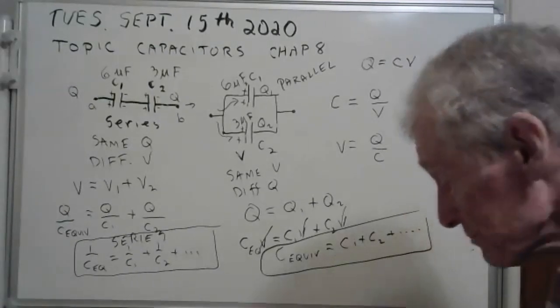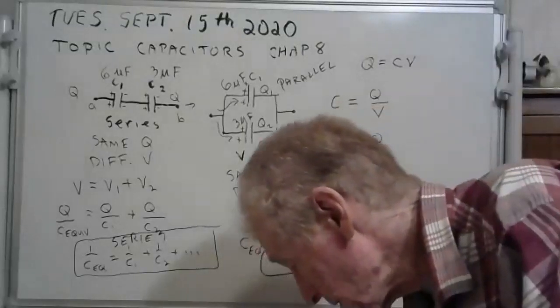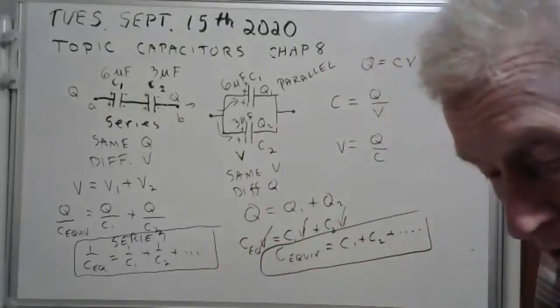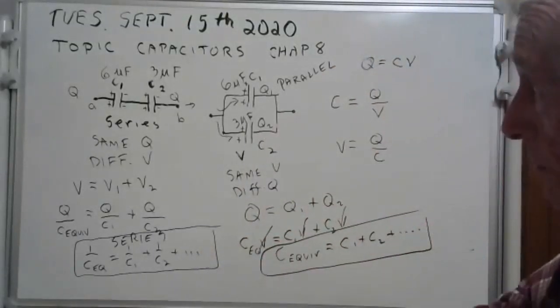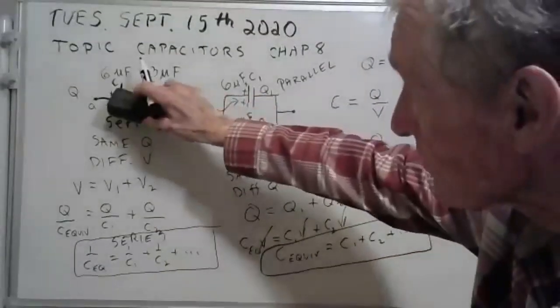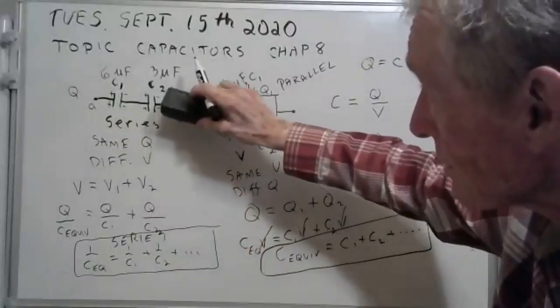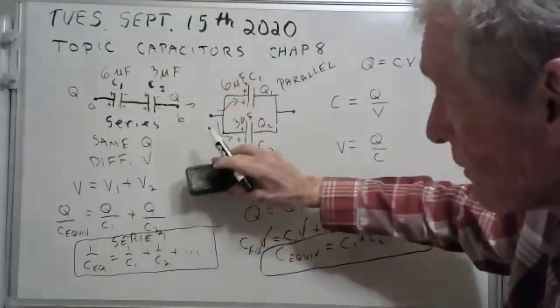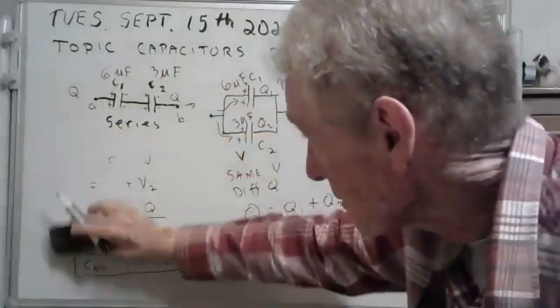Well, let's go on then. Let me give you some examples with some numbers, okay? Well, there's one right there. It's got 3 microfarads and 3 microfarads and 6 microfarads, okay? Let me do that.